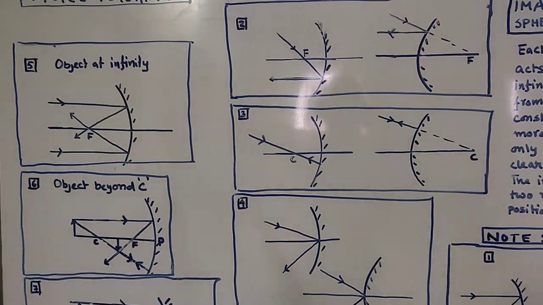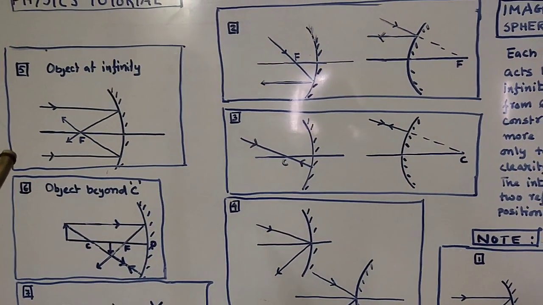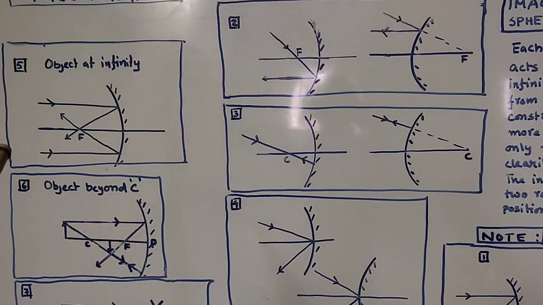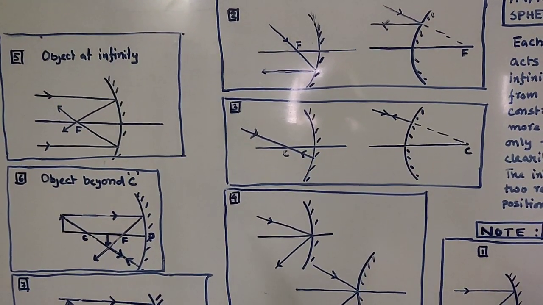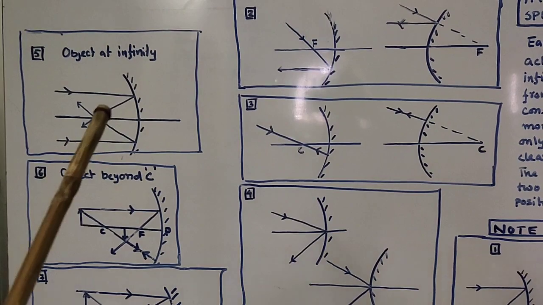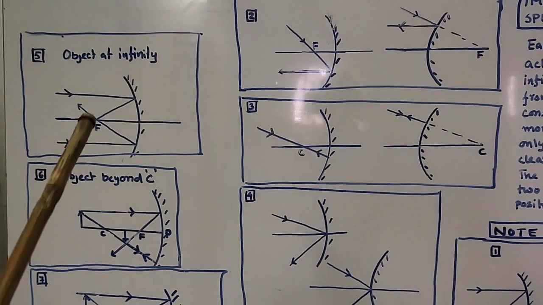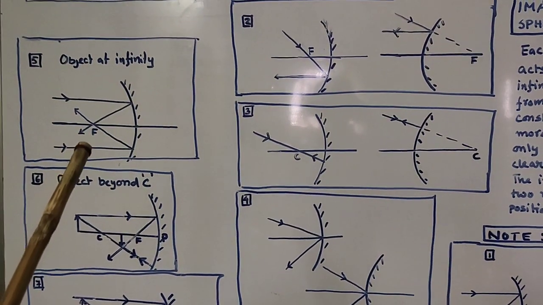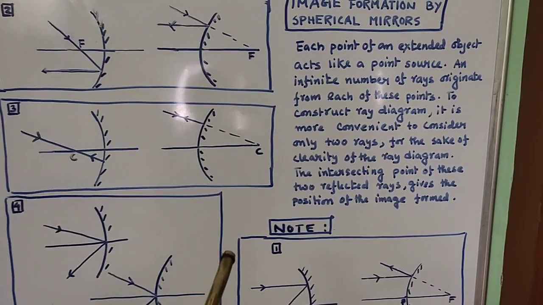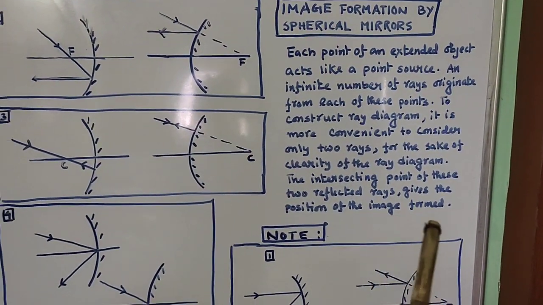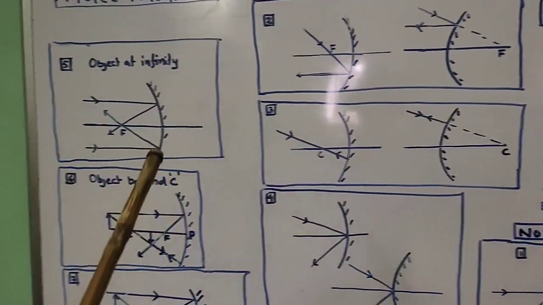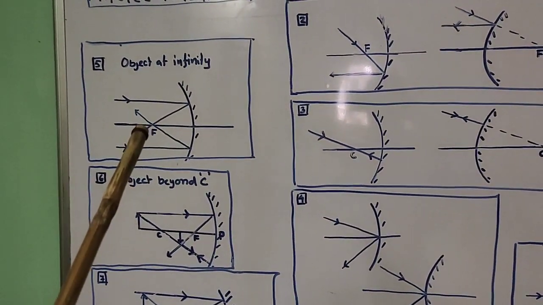So you see, number 5, object at infinity. If the object is at infinity, then definitely we draw the incident ray parallel to the principal axis, because parallel means the object is at infinity. So definitely after reflection it passes through the focus, so the image is formed at the focus. So as per the statement which you have written, the intersecting point of these two reflected rays gives the position of the image formed. So the image is formed at the focus.